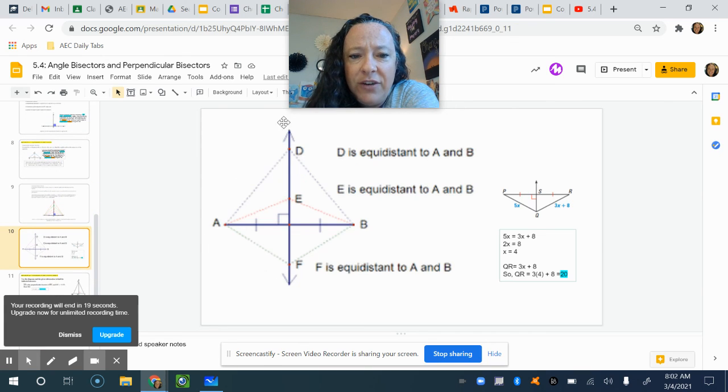Here's another image to give you some other ideas. AD is the same as DB. AE is the same as EB. AF is the same as FB. And then over here's that example I took away from earlier. We can conclude that 5x equals 3x plus 8, solve for x, and then plug back in and get QR.